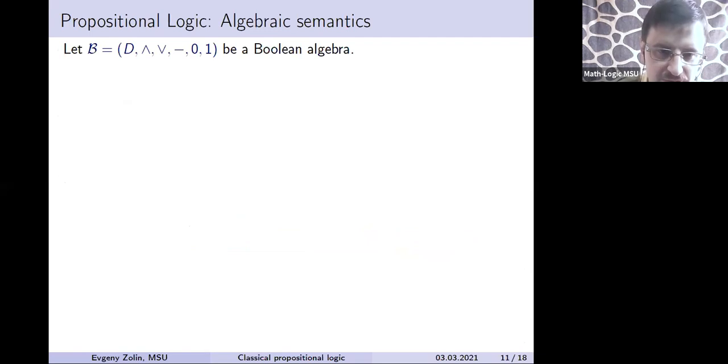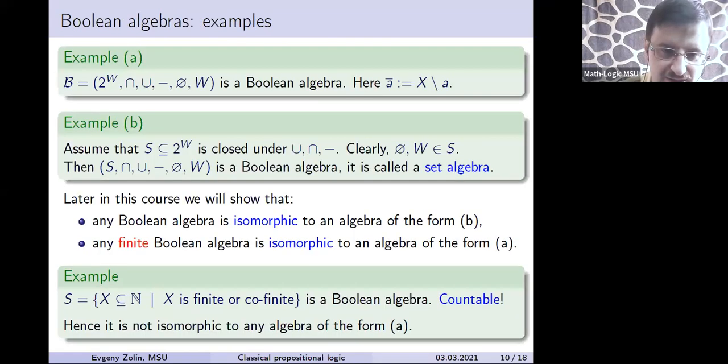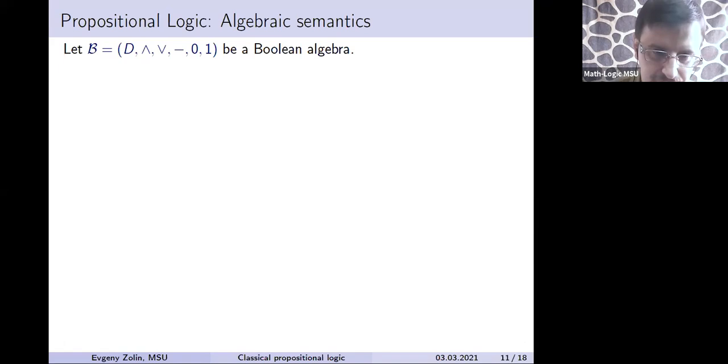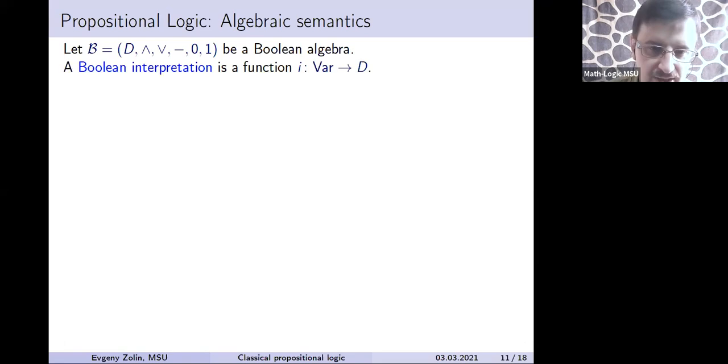Okay, so these are algebras that we consider. And these algebras are generalizations of just algebras of all subsets. Okay, but now we need to interpret the logic. In the logic, we have variables. What do we assign to variables? So the interpretation will assign to every variable an element of the Boolean algebra D.